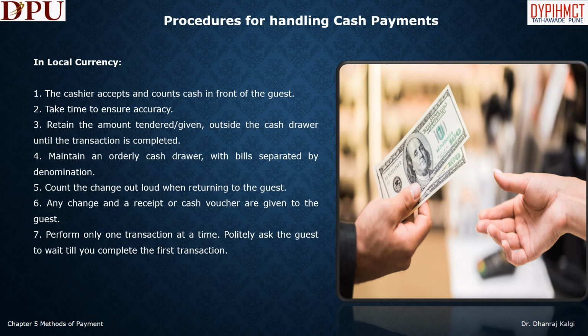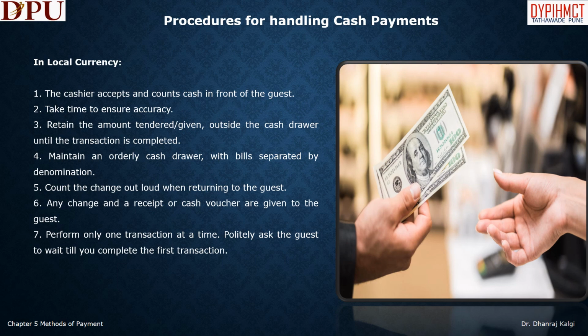Procedures for handling cash payments. In local currency. 1. The cashier accepts and counts cash in front of the guest. 2. Take time to ensure accuracy. 3. Retain the amount tendered/given outside the cash drawer until the transaction is completed. 4. Maintain an orderly cash drawer, with bills separated by denomination. 5. Count the change out loud when returning to the guest. 6. Any change and a receipt or cash voucher are given to the guest.